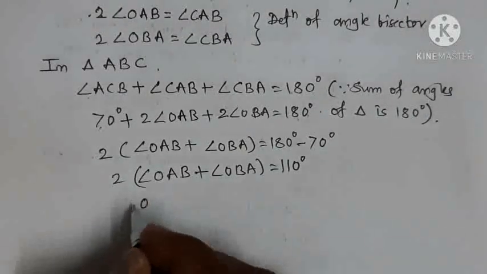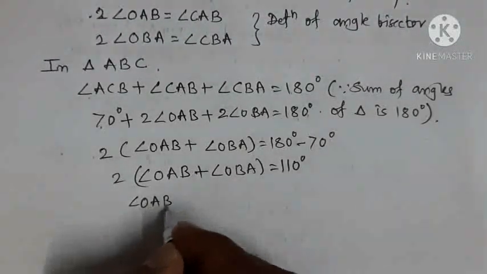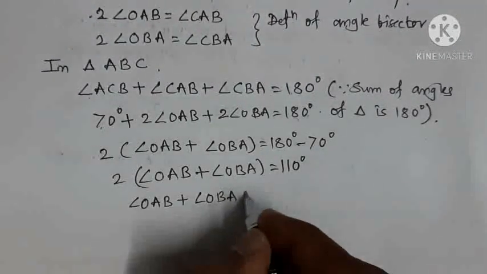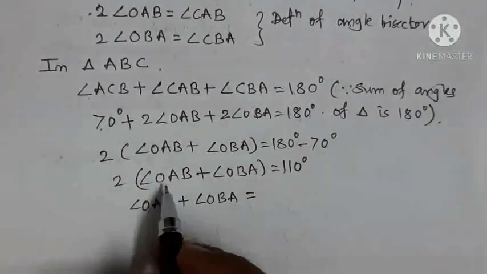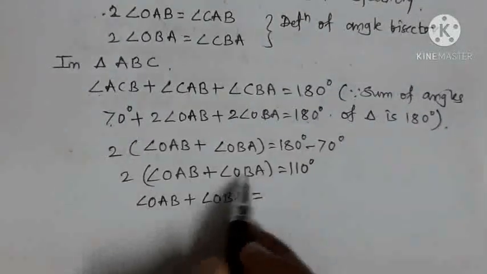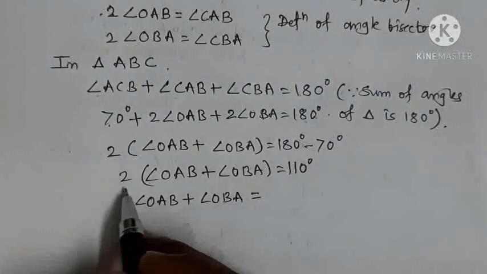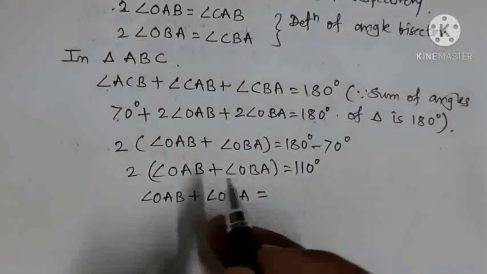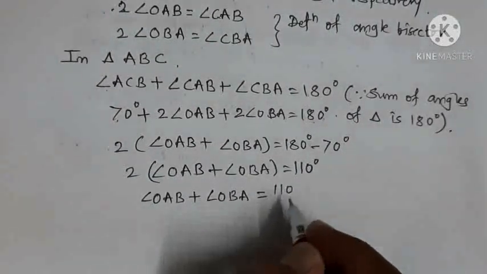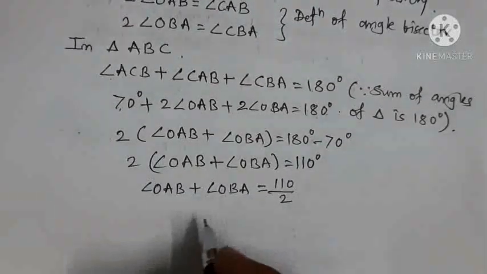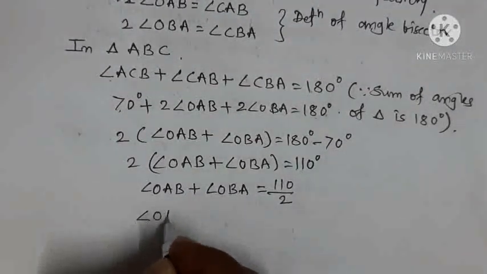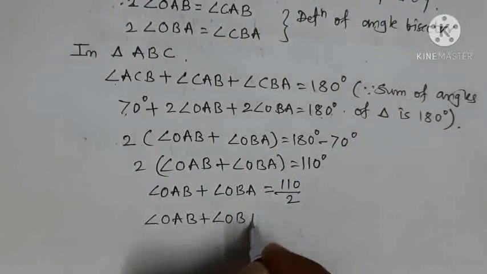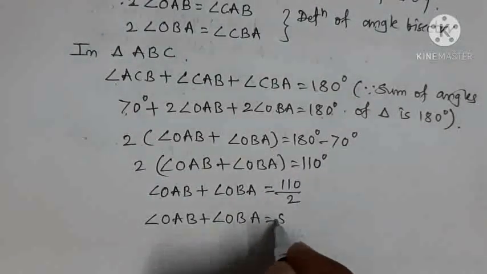Therefore angle OAB plus angle OBA is equal to, now relation between 2 and this bracket is multiplication. If we put in right hand side, it becomes divide. Therefore 110 divided by 2. Therefore angle OAB plus angle OBA is equal to 55 degree.